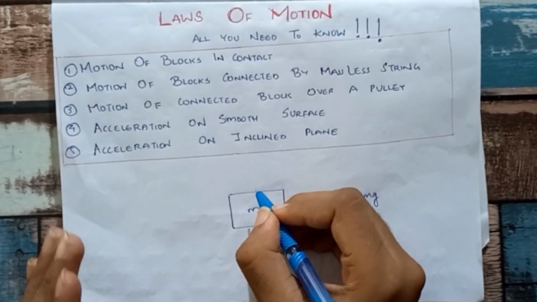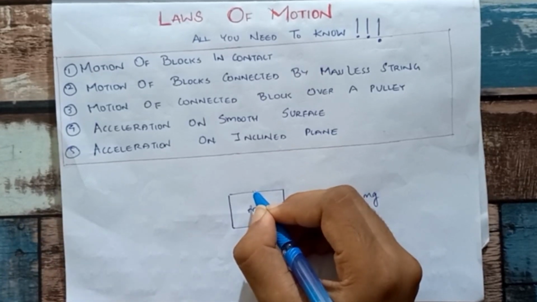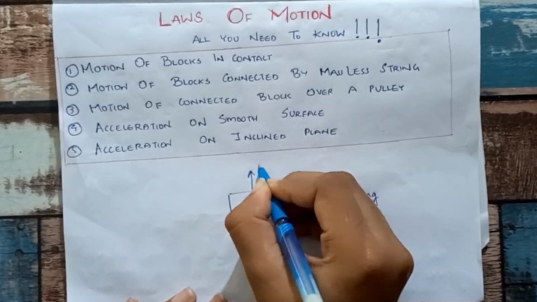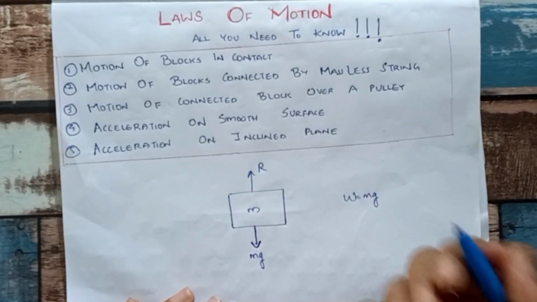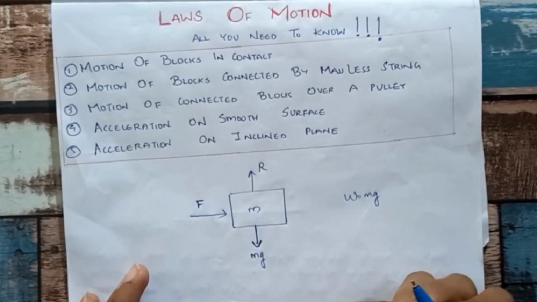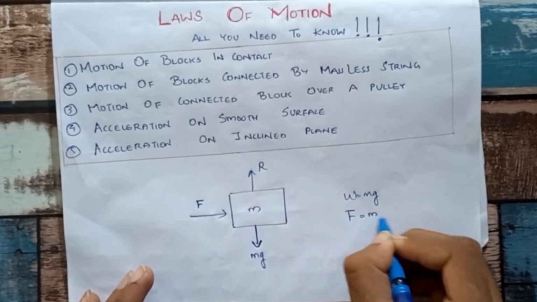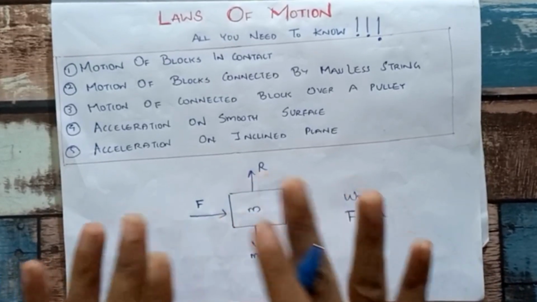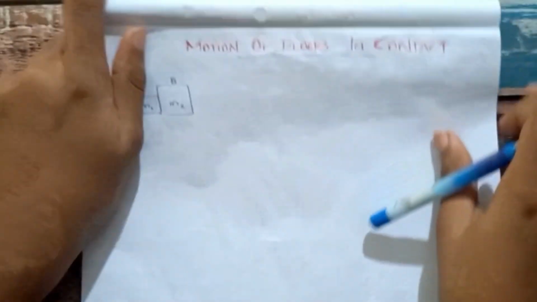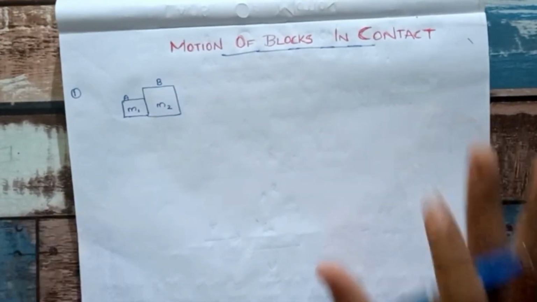And there's a reaction, a normal force acting opposite to the direction of the weight, and we label it as R. When a force F is being applied, we mark it as F, and F is always equal to MA. So these are the basic things which you need to remember. So let's start with the first topic, motion of blocks in contact.